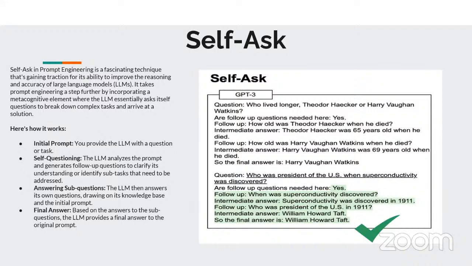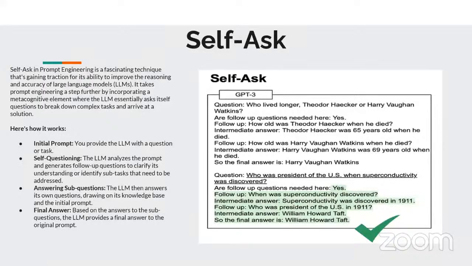Who was president of the US when superconductivity was discovered? Firstly, the LLM will ask itself, are follow-up questions needed here? If yes, then a follow-up question will be generated: when was superconductivity discovered? The intermediate answer will be, superconductivity was discovered in 1911. The follow-up question will be, who was the president of the US in 1911? The intermediate answer to that question will be William Howard Taft. So the final answer will be the output. This is how self-ask generates its answer.